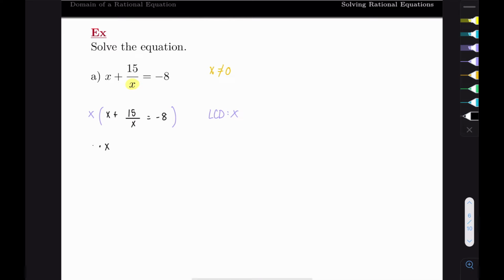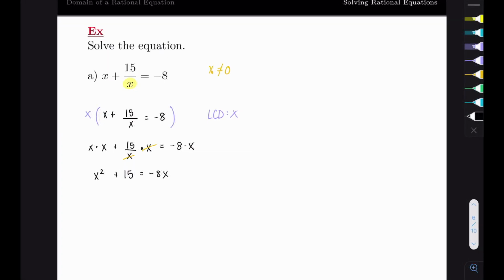So really we're getting the first piece times x, the second piece times x, the third piece times x. And what ends up happening is in this fraction, we have x divided by x. They cancel each other out. So this leaves us with x squared plus 15 equals negative 8x. Okay. And now we've simplified our problem. I no longer have any fractions, but I do have an equation that I have to solve.